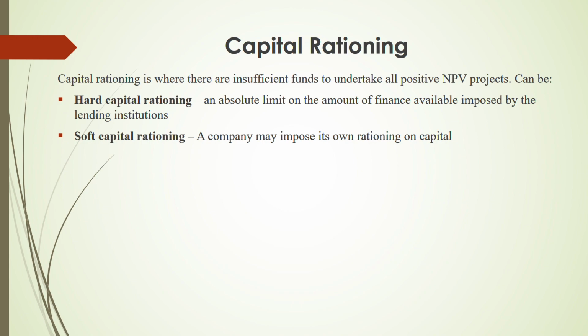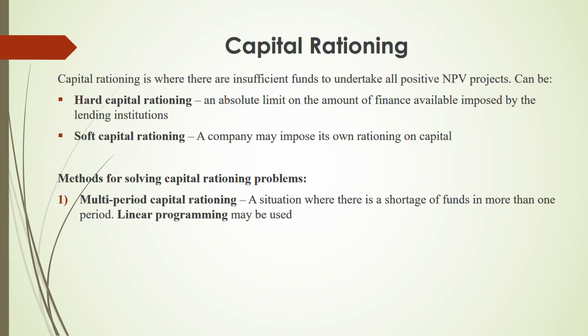Next. So how do you solve these capital rationing problems? If it is multi-period capital rationing, multi-period means you are having shortage of funds for more than one period, more than 12 months, more than 1 year, let's say for 3 years. How are you going to solve it? So multi-period capital rationing problems are solved through linear programming. I have a video also on all those things in detail. You can go through this.